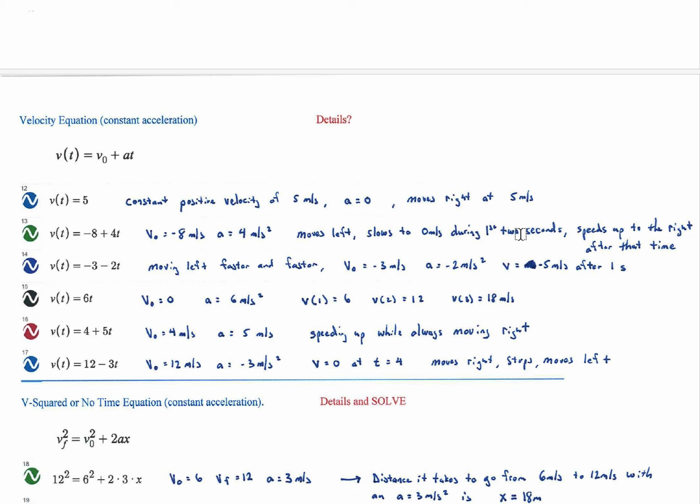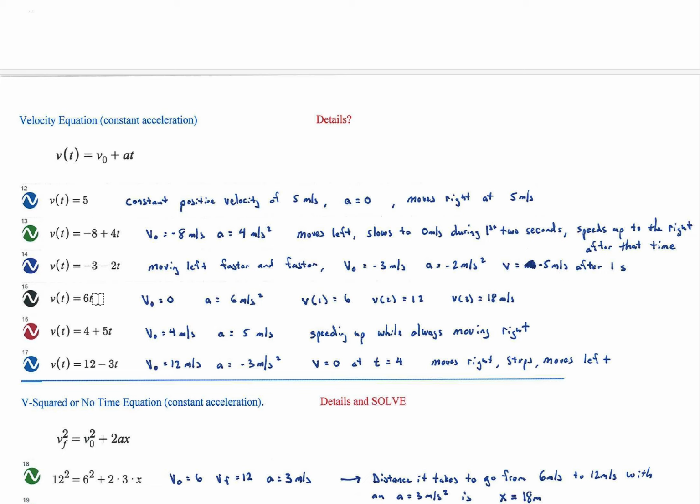If you look at 14, this is a negative velocity at the beginning and a negative acceleration. So, well, you're moving left at -3, and then you're going to decrease your velocity and make it more negative. You're going to specifically decrease it by 2 meters per second for every second. So you're just going to get faster and faster left. Think about your velocity after 1 second is now -5 meters per second. Again, you went faster because you're more negative. The negative is the direction, the size is the speed.